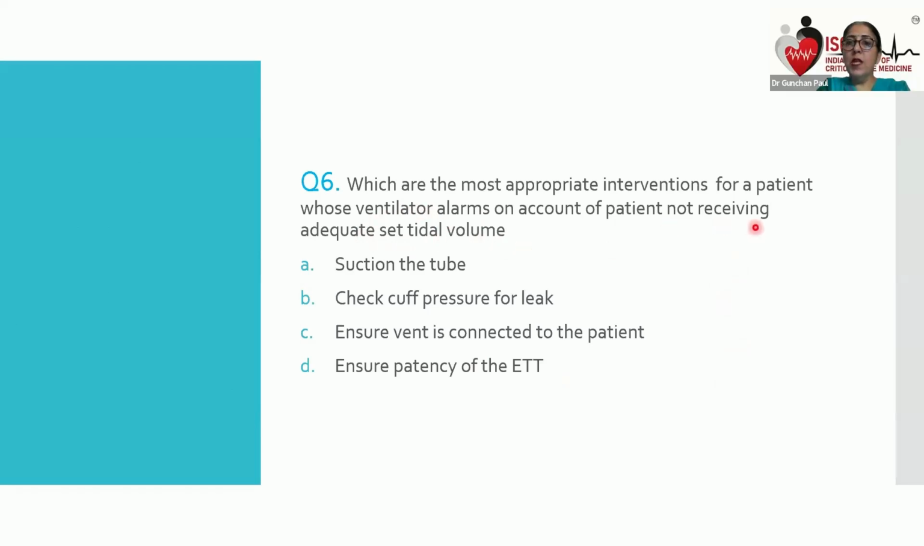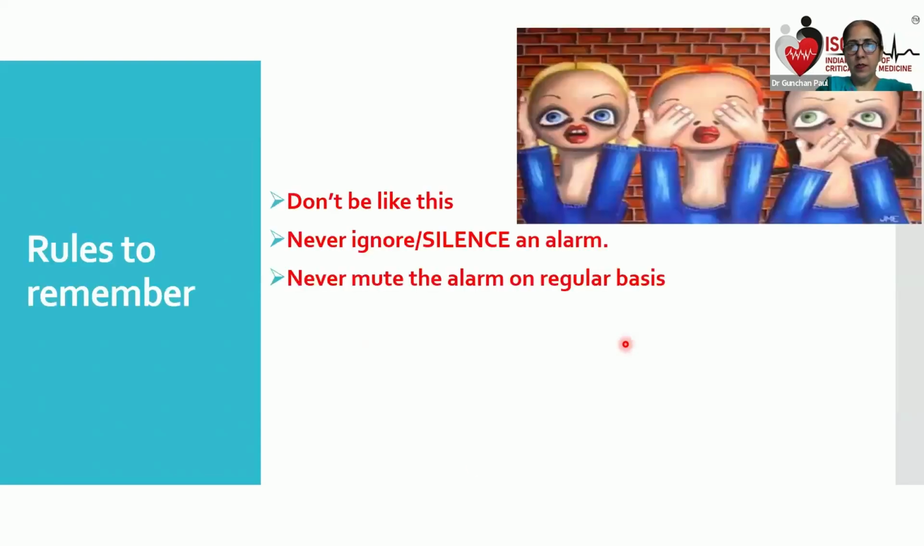So the most common thing, when you get a low minute ventilation, low expired minute ventilation, when you get that alarm on the ventilator, the most common thing is a leak. So ensure the ventilator is connected. You do suction, you reconnect the thing. Sometimes the connection is loose. Sometimes the port where you have done the suction is open, or some connection is loose. So there is a leak in the circuit. There may be a cuff leak also. So B and C could both have been the answers in this.